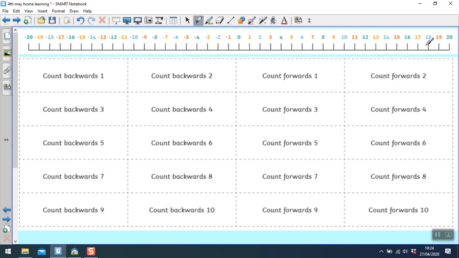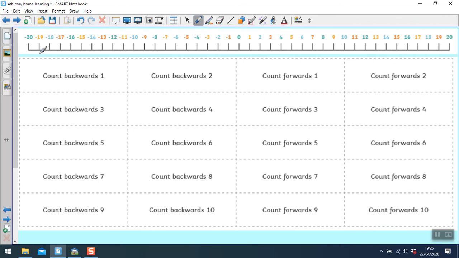If you want to, you can even write down what number you're at to keep a record of it. What you need to do is make little slips of paper that say each of these instructions on there. You need to have 20 pieces of paper, and on each one write one of these different instructions.